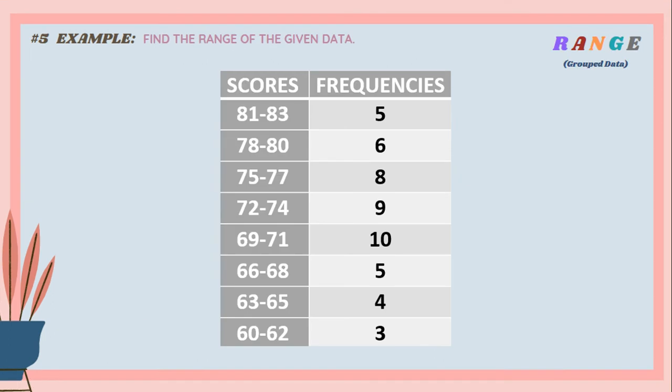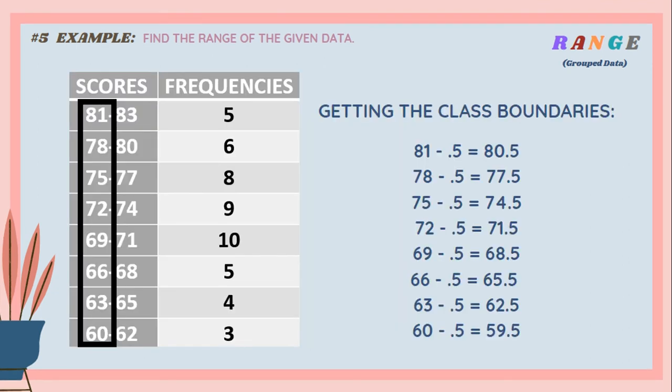So this is my last example for our topic today, which is measures of variation for the group data. So find the range by subtracting 0.5 to the lower class limits. 81 minus 0.5 is equals to 80.5. 78 minus 0.5 is equals to 77.5. 75 minus 0.5 is equals to 74.5. 72 minus 0.5 is equals to 71.5, and then so on.